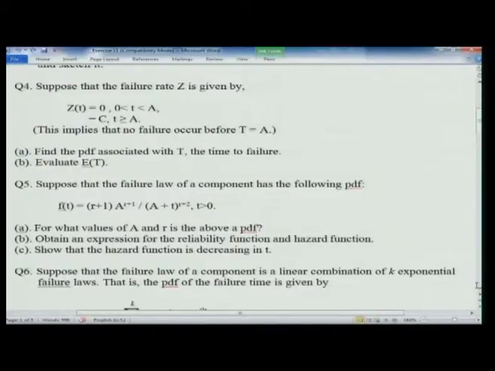Anyway, now you can do this, and then you can obtain an expression for the reliability function and hazard function, and show that the hazard function is decreasing in t. So, I will let you do this problem.